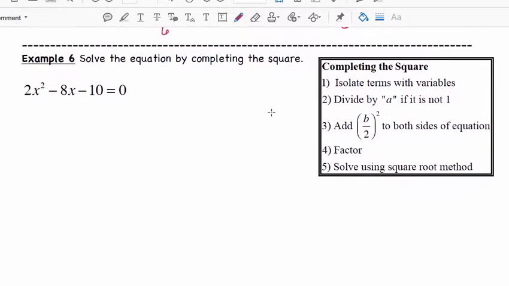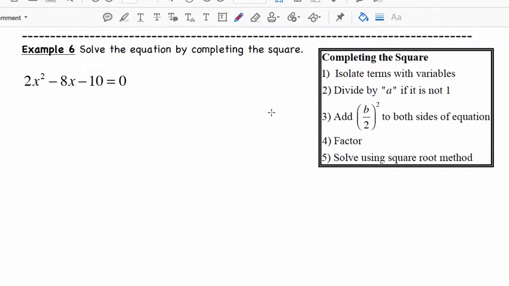And then the last problem is going to be the method for completing the square. And completing the square is just like the quadratic formula. You can actually use it for trinomials that are non-factorable. However, it doesn't always work out that nice. It can get messy and it can get nasty. So I would only use it under certain conditions.